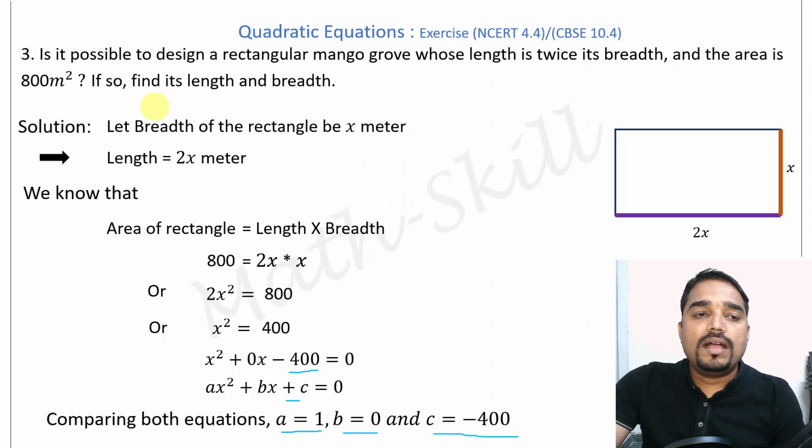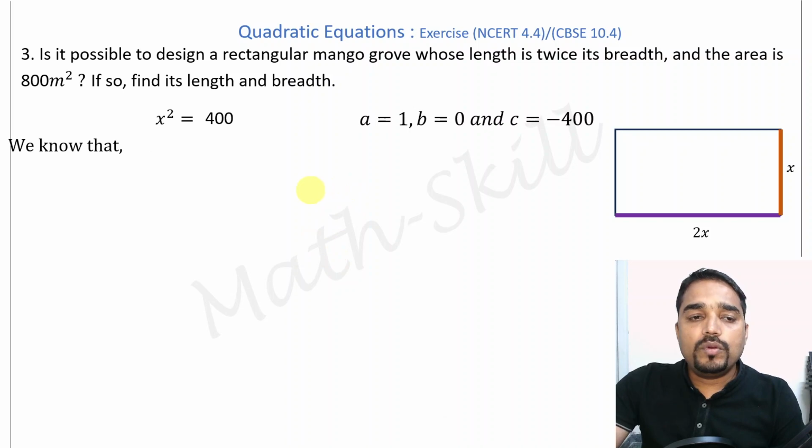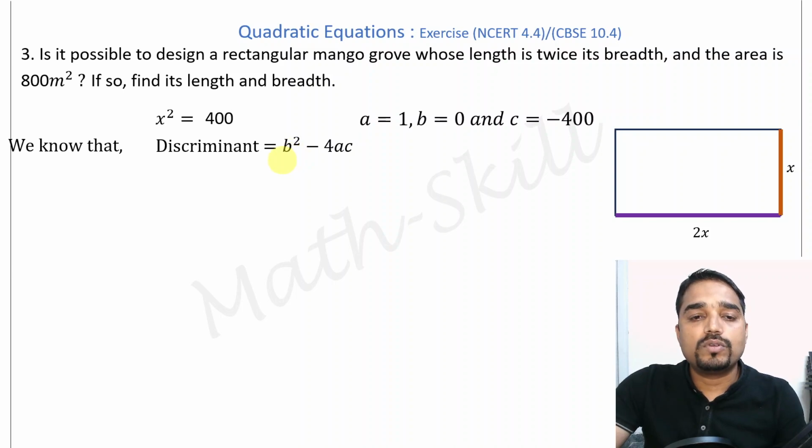In order to assess whether the condition is possible or not, let's find out the discriminant. We know that discriminant is b square minus 4ac. Based on the value of the discriminant, we will be able to assess whether the condition is practically possible or not. So for that, let's substitute the values of a, b and c in this equation. Discriminant is equal to b square, which is 0 square, minus 4 into a into c. a is 1 and c is minus 400.